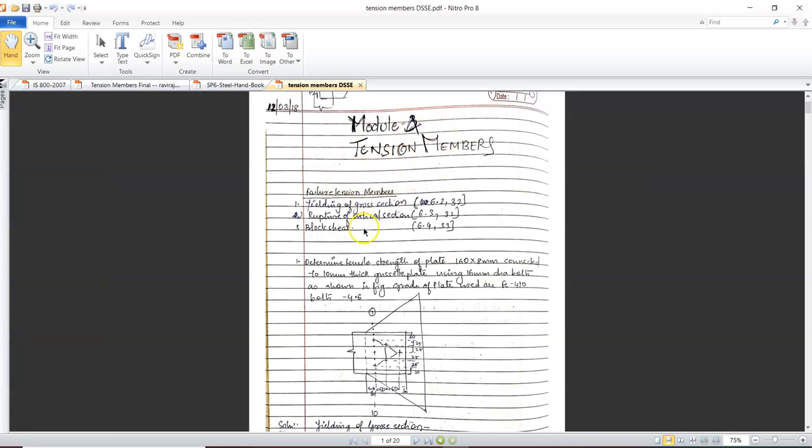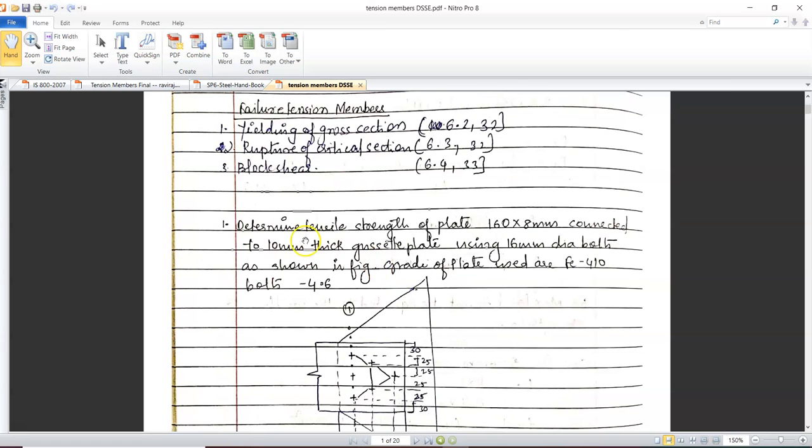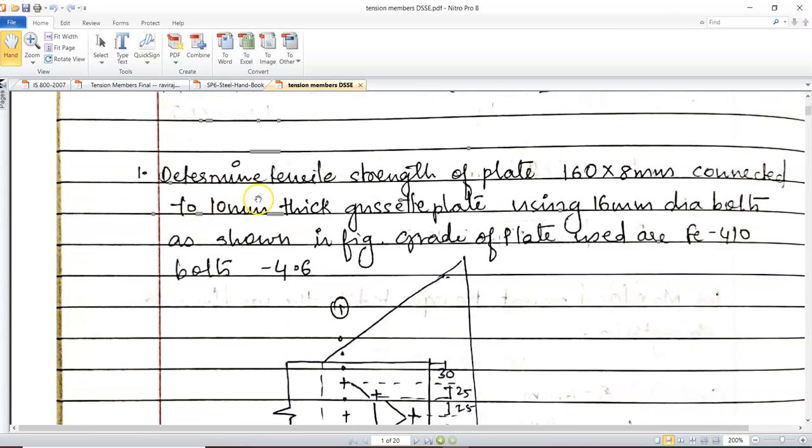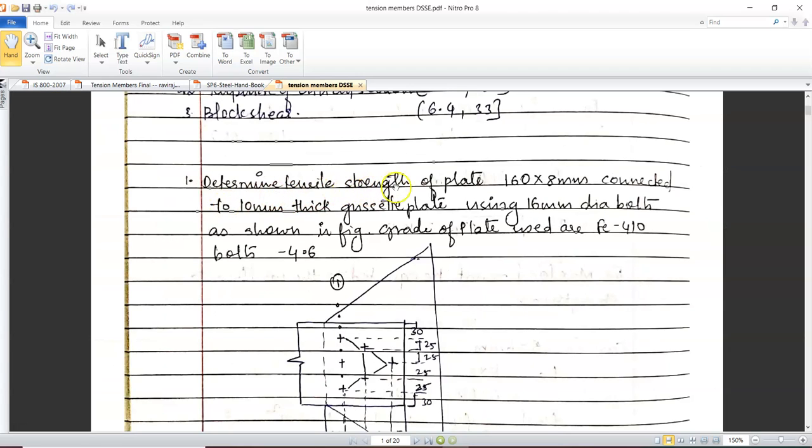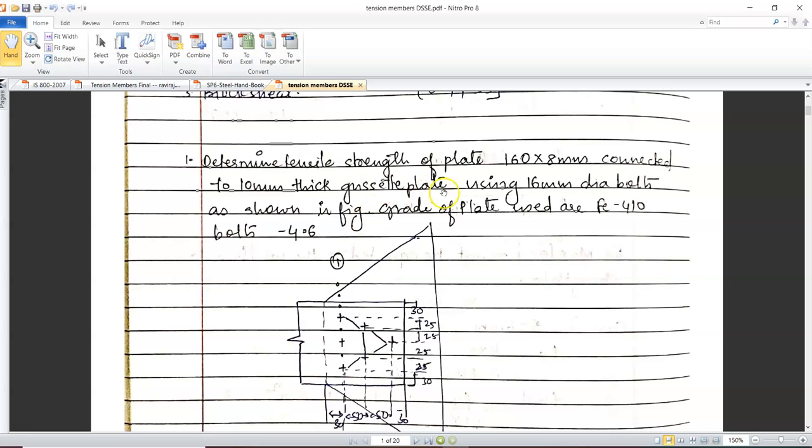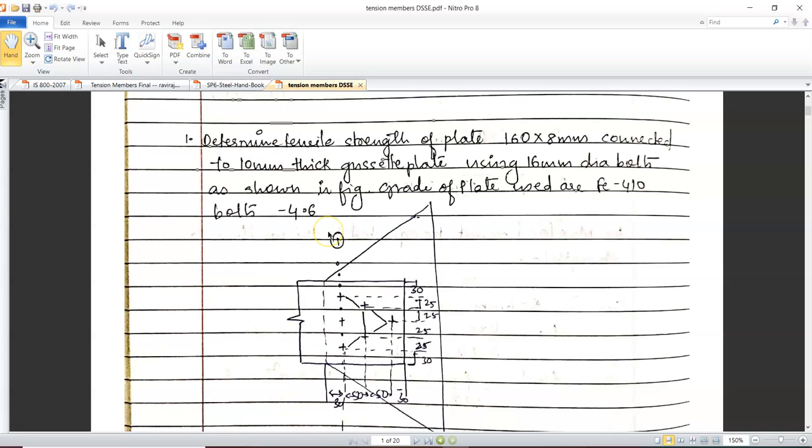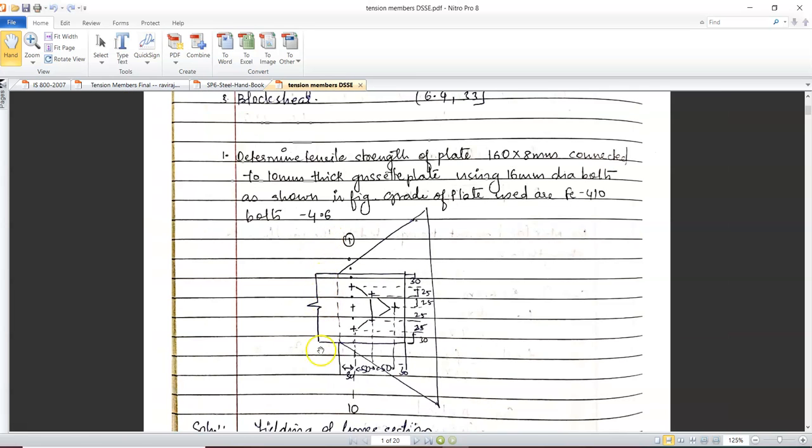On the other notes, now the problem says determine tensile strength of plate 160 into 8 mm connected to a 10 mm thick gusset plate using 16 mm dia bolts as shown in figure. Grade of plate used are Fe 410 and of bolts is 4.6. Now this is a plate of width 160 mm and thickness 8 mm, which is connected to a gusset plate of 10 mm thick.